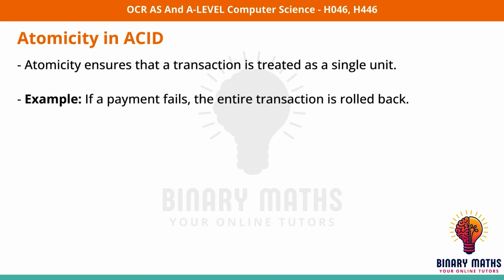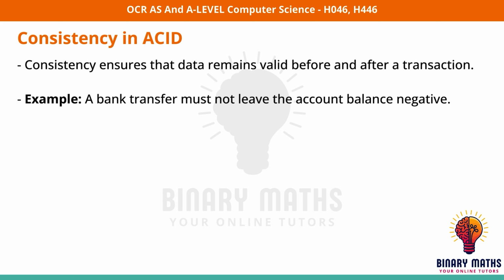Next, we have consistency. This principle ensures that data remains valid before and after a transaction. For example, a bank transfer must not leave an account with a negative balance unless it's an overdraft account. Consistency is maintained through validation rules, defined when the database is set up. These rules ensure that data always follows the correct format and constraints.